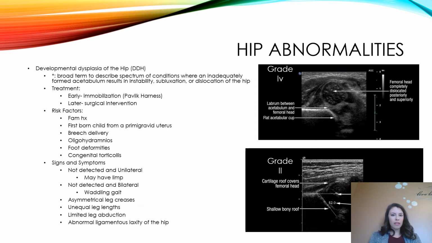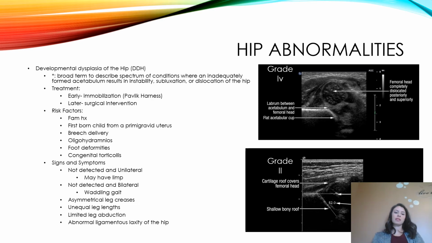of this is there's a family history. It could be because it's a firstborn child from a first-time mom. Breech delivery. There is oligohydramnios in utero. There's foot deformities or congenital torticollis, which is when the baby keeps his head right or left, and so they have a head tilt.